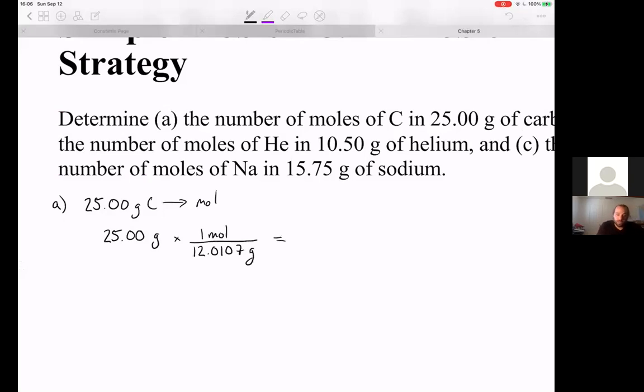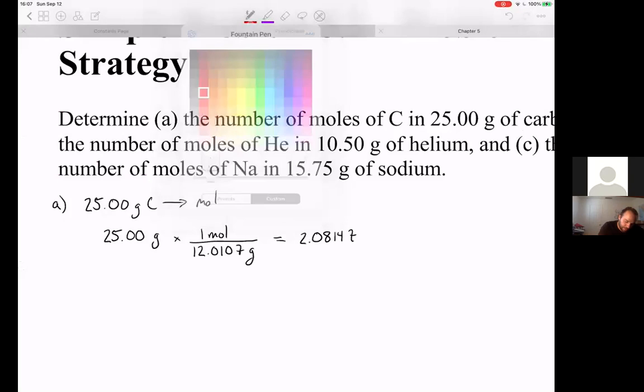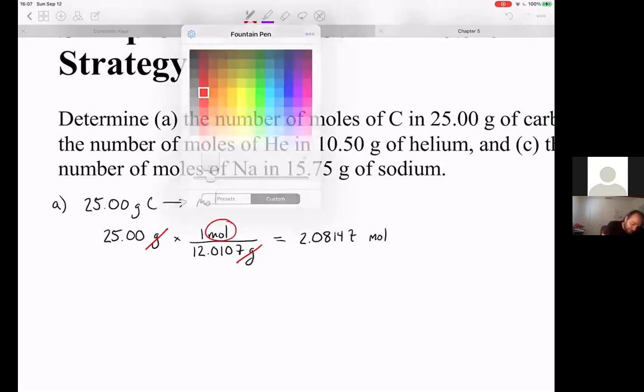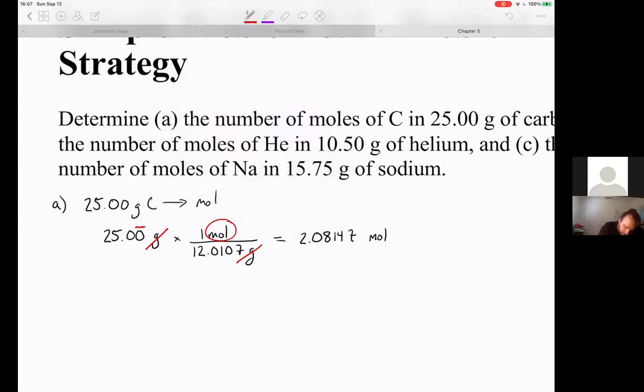All right. So I'm just going to punch this into my calculator, right? We're going to do these calculations as always in 3 steps. First is just punch it into the calculator. So this would be 2.08147, is what my calculator spits out. Then I'm going to go back and do my units. Grams cancel, and I'm left with moles. Good, that's what I want. And then lastly is worrying about sig figs. So 25.00 has 4 sig figs. And so my final answer should have 4 sig figs.